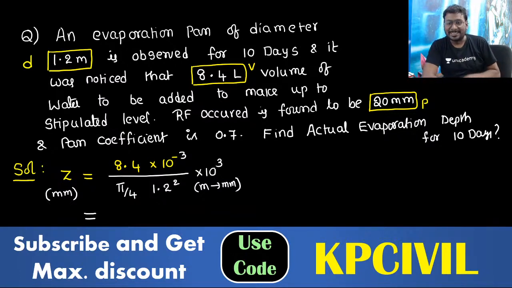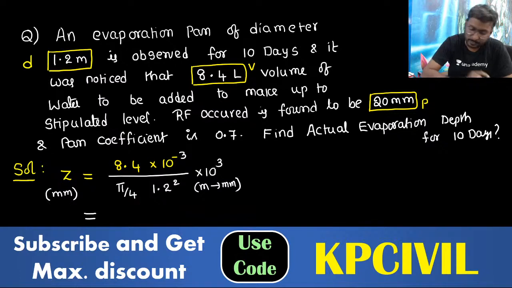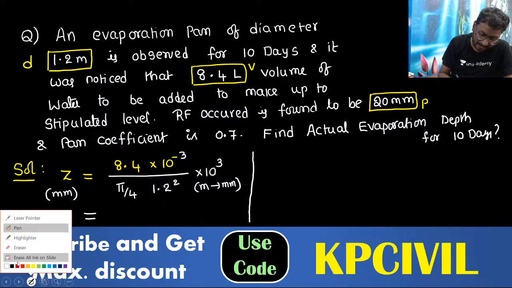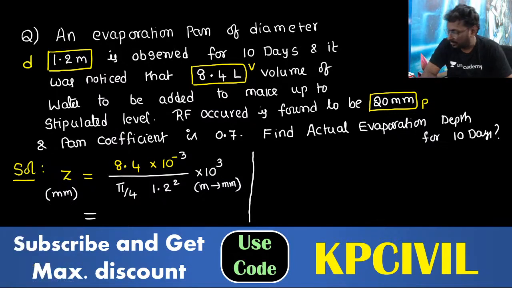So no one is answering. No one knows the Z value. What happened? Asif Hussain, Vasanta, Barik, tell me the answer for Z. 8.4 by pi by 4 into 1.2 square. Okay, done. So write down whatever value you are getting here. You people are busy not calculating. I think you are still writing the question.